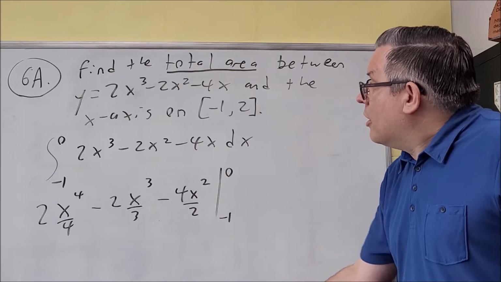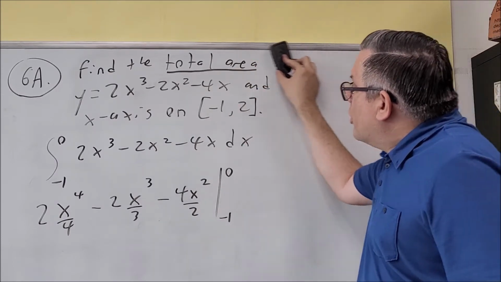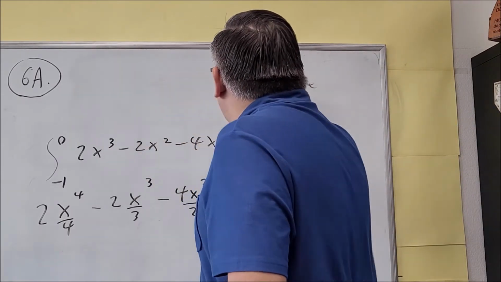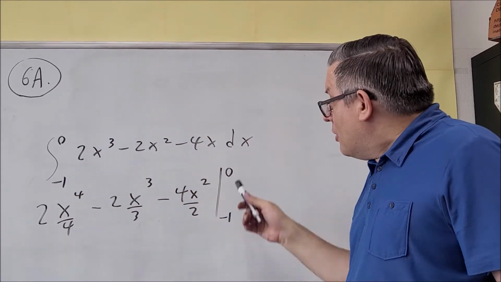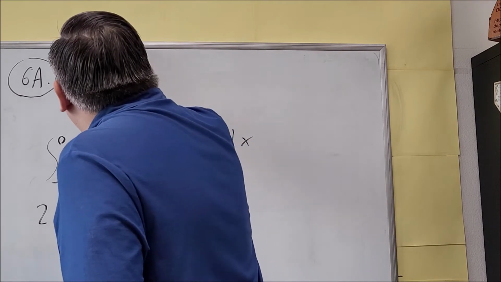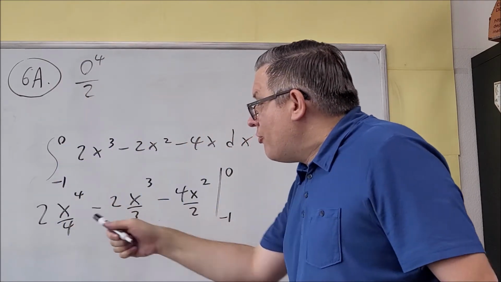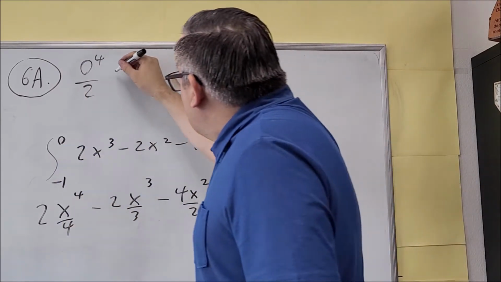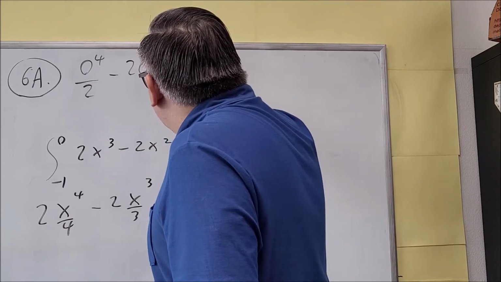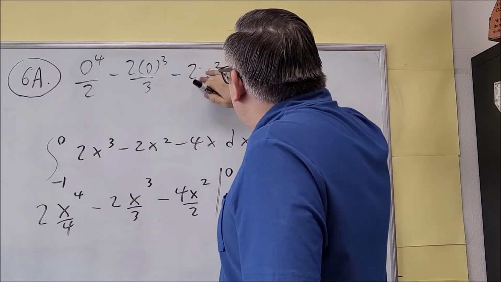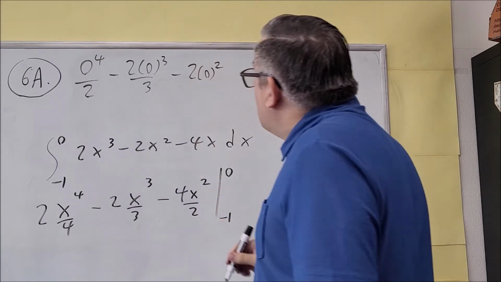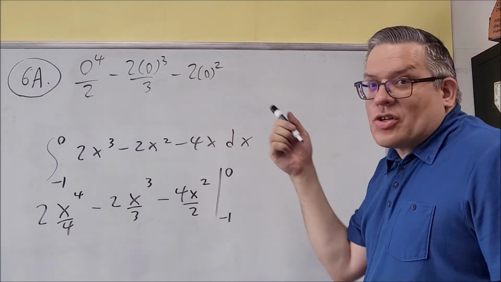So let's do that part up here. Now hopefully you have the whole question written down. So I'm going to go ahead and erase this. So now we're going to put this up here and we're going to simplify at the same time. So this is going to be 0 to the 4th over 2 because 2/4 reduces. I have -2 times 0 cubed over 3 minus 2x squared. It'll be a 0 we'll put in for the x, just like that. So that whole part's just going to give you a 0.